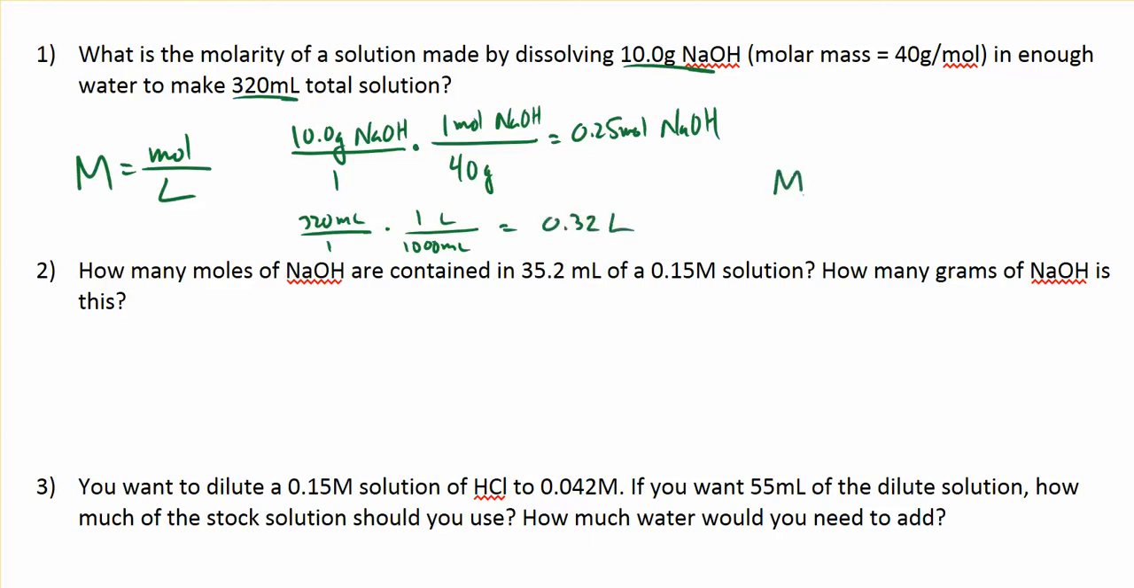We can now plug those units into our molarity equation, 0.25 moles over 0.32 liters, and find that the molarity of this solution is equal to 0.78. Another way to phrase that is the concentration of NaOH equals 0.78 molar.